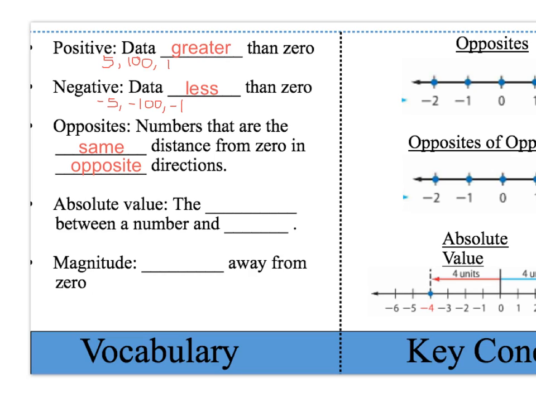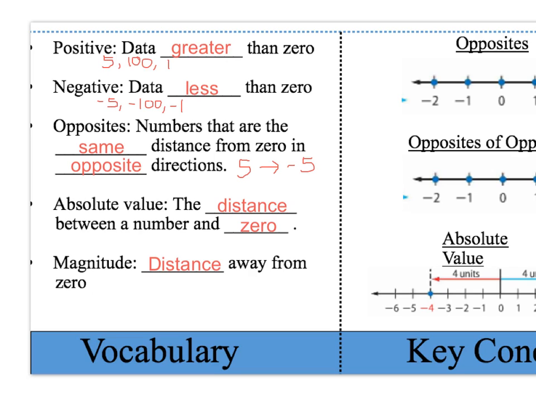Our next vocabulary word is called opposites. Opposites are numbers that are the same distance from 0 but in opposite directions. So for example, if I have this integer, which is positive 5, I could say that the opposite of positive 5 would be negative 5. Our next vocabulary word is called absolute value. Absolute value is the distance between a number and 0.